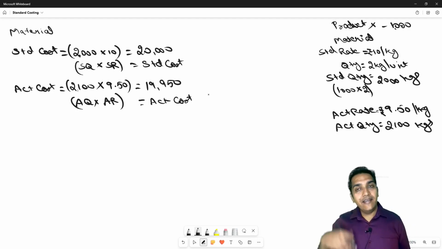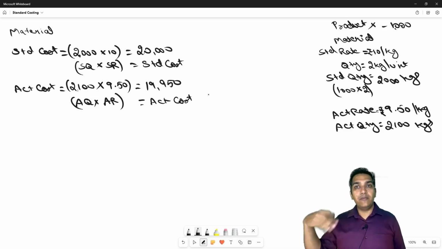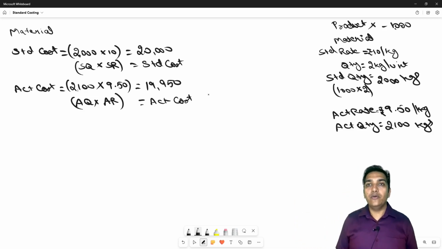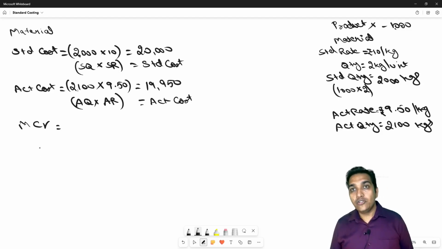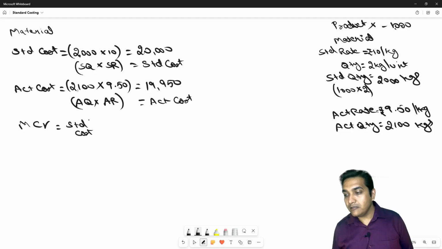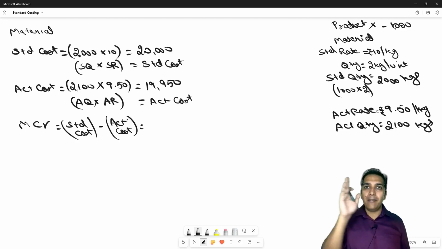Now we have identified my standard cost and my actual cost. Next, we identify the variance. We call it the material cost variance. The formula for this is standard cost minus actual cost. Always it is going to be standard cost minus actual cost.